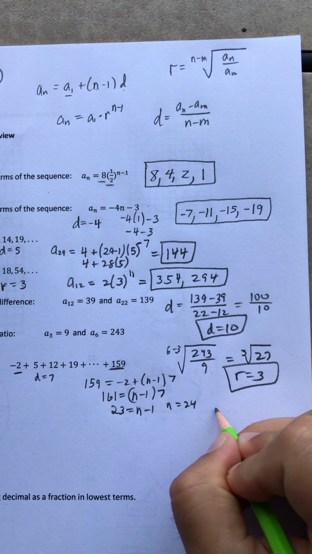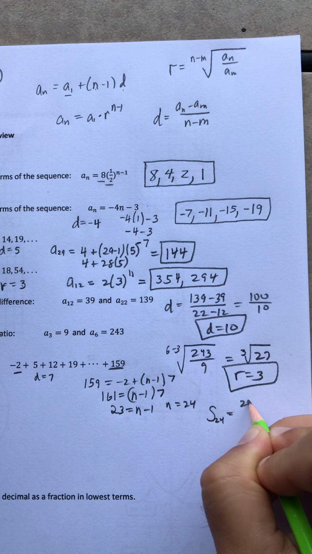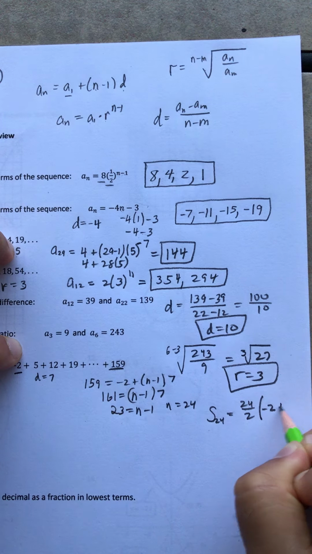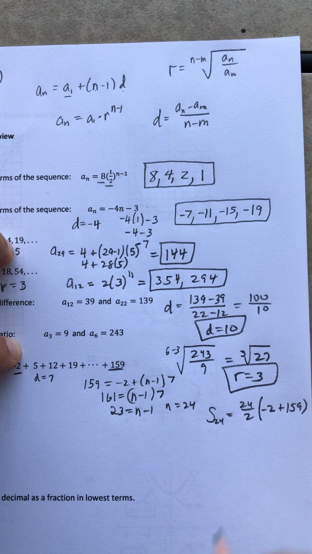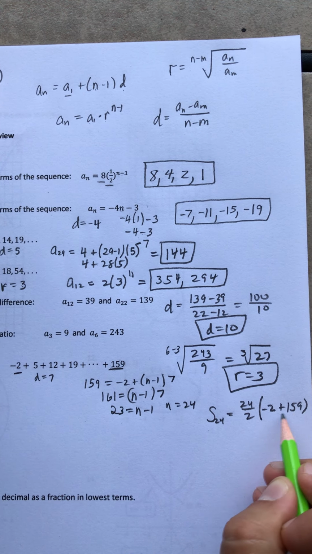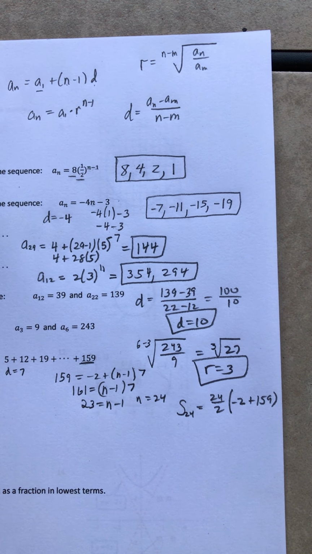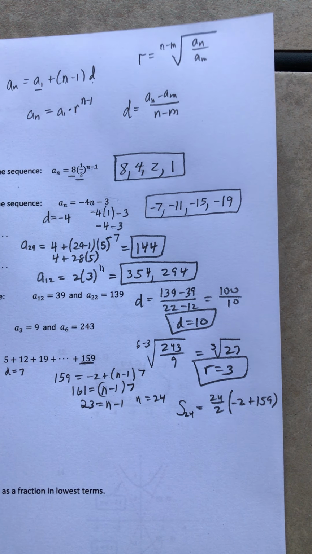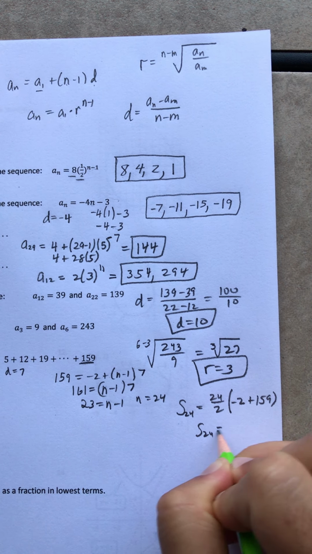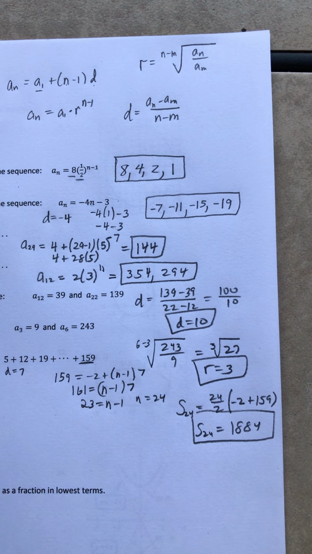So the sum of 24 terms is going to be 24 divided by 2, and then the first term is negative 2, the last term is 159. So 24 divided by 2 is 12. This adds up to 157. So 157 times 12 is 1884. So the sum of those 24 terms is 1884.